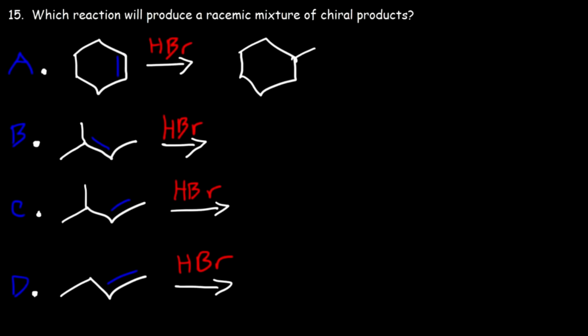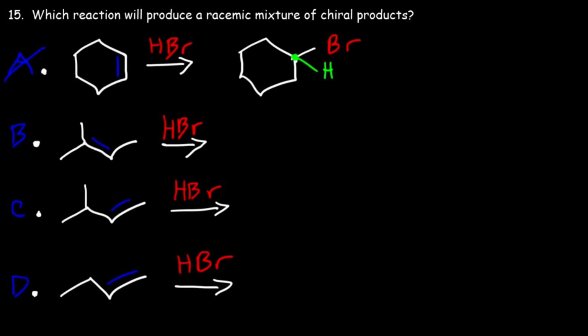So let's put it there. This particular product, is it chiral or achiral? The carbon that bears the bromine, does it have 4 different groups? It has a bromine atom, it has a hydrogen atom, but notice that the left side is equivalent to the right side, so it's not chiral. So that's an achiral product, which means we can eliminate answer choice A.